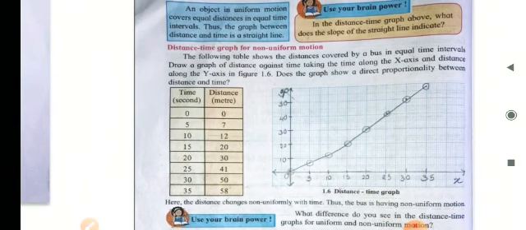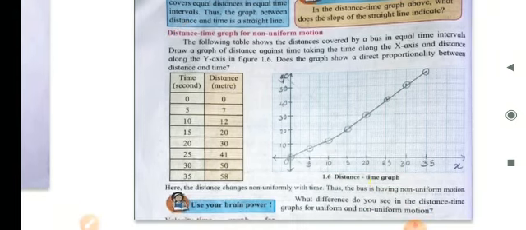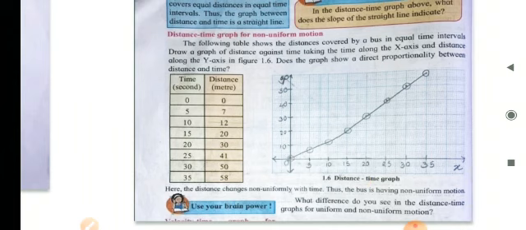Now, let us go to the distance time graph for non-uniform motion. The following table shows the distances covered by a bus in equal time intervals. Draw a graph of the distance against time, taking the time along the x-axis and distance along the y-axis in the figure 1.6. Does the graph show direct proportionality between the distance and time?